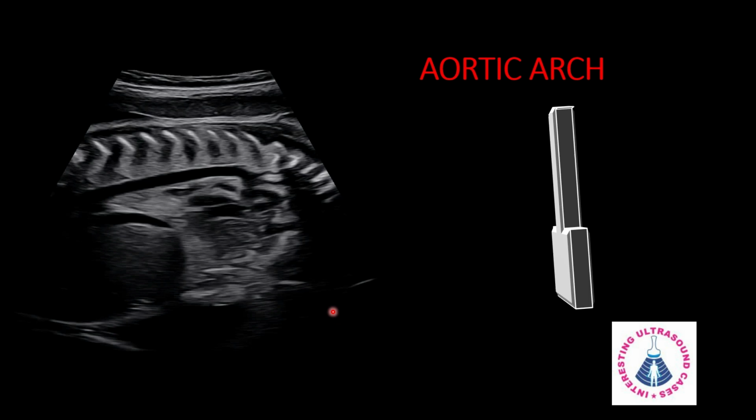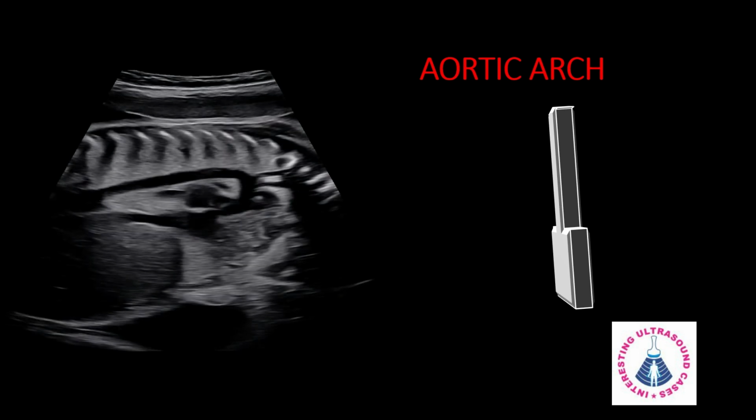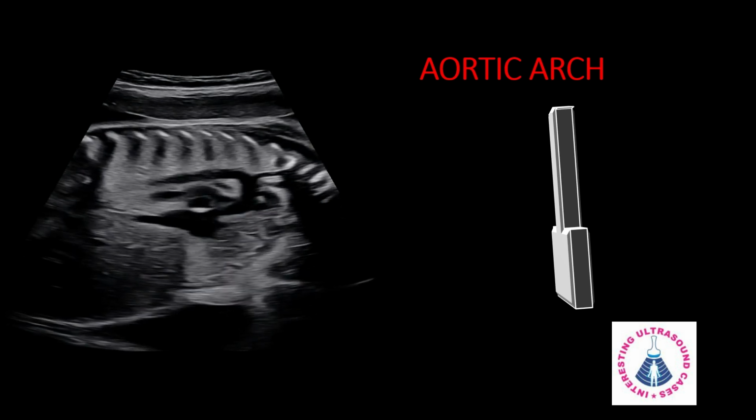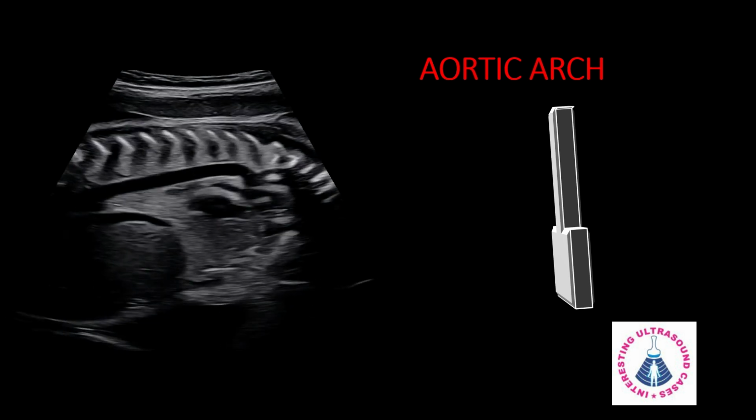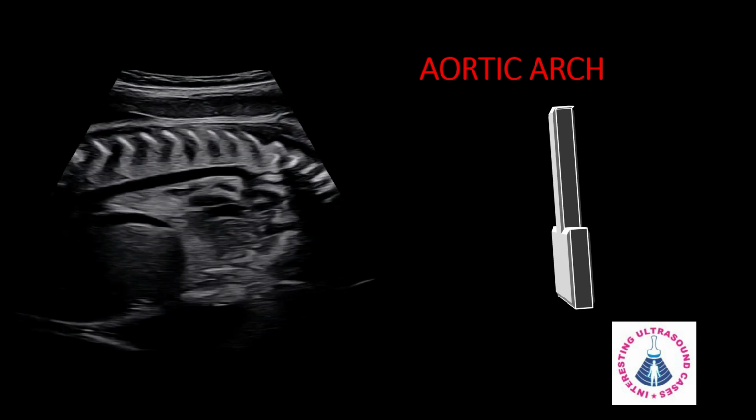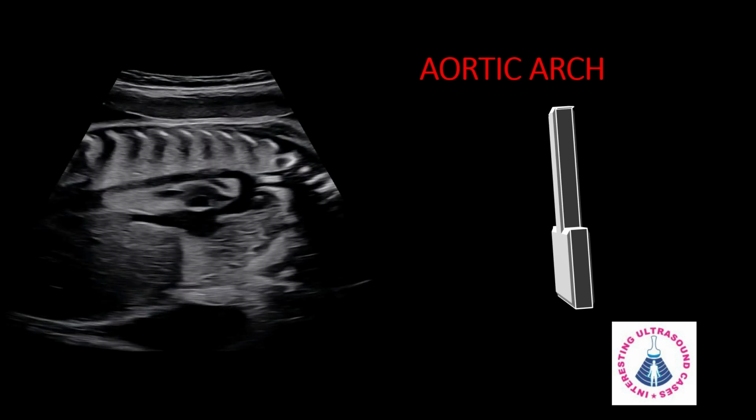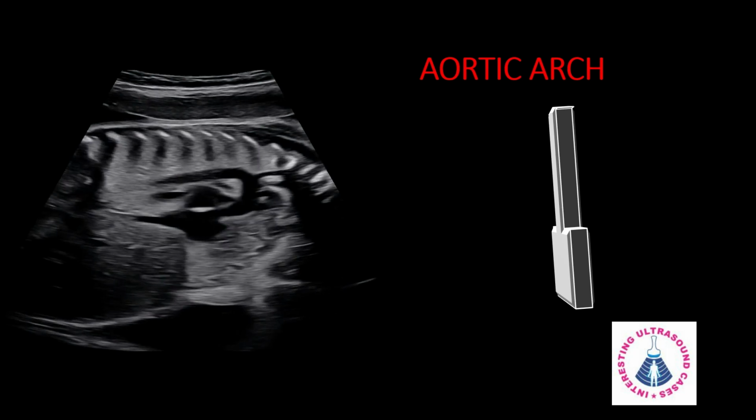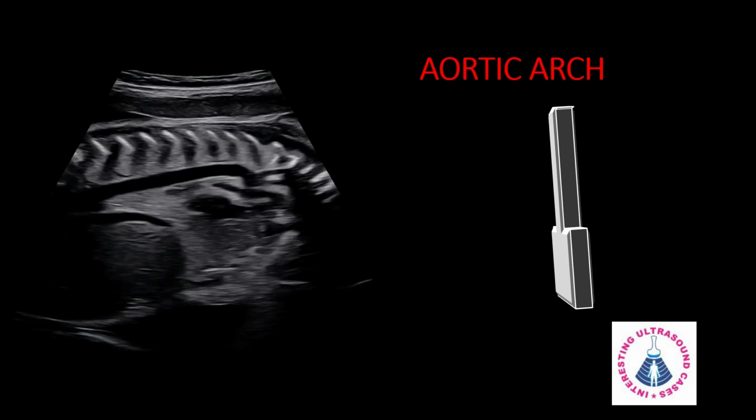Next is the aortic arch. In aortic arch, we can see the arch of the aorta with 3 branching vessels. This is obtained by rotating the probe 90 degree exactly from the 4-chamber view. By rotating 90 degree from the 4-chamber view, we will get the sagittal section of the fetus, and we can see the aortic arch here.